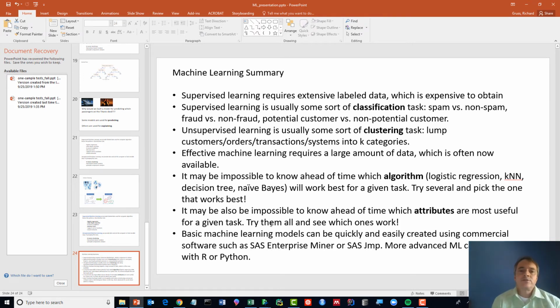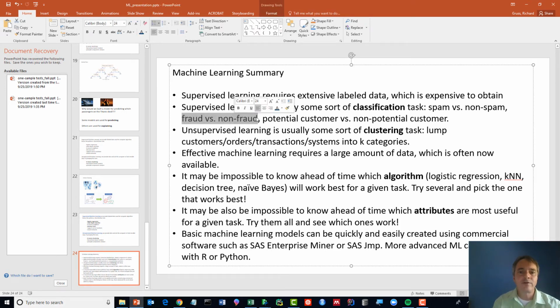So supervised learning is usually some sort of a classification. So lots of applications. In fact, the substance of our talk on Wednesday will have to do with applications of classification, including, for email, spam versus non-spam, for financial data, fraud versus non-fraud, and for marketing data, potential customers versus non-potential customers.